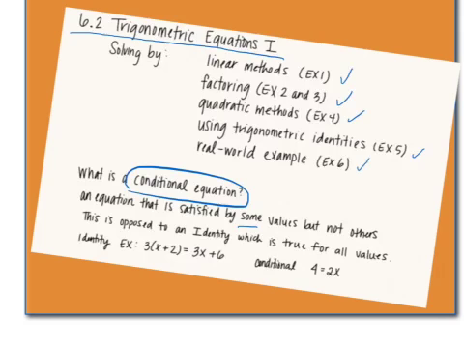Something that's not a conditional function is what we call an identity. Okay, so identities, and this may seem really simple, but identities are true for every single value. So that's something important that you'll want to know.